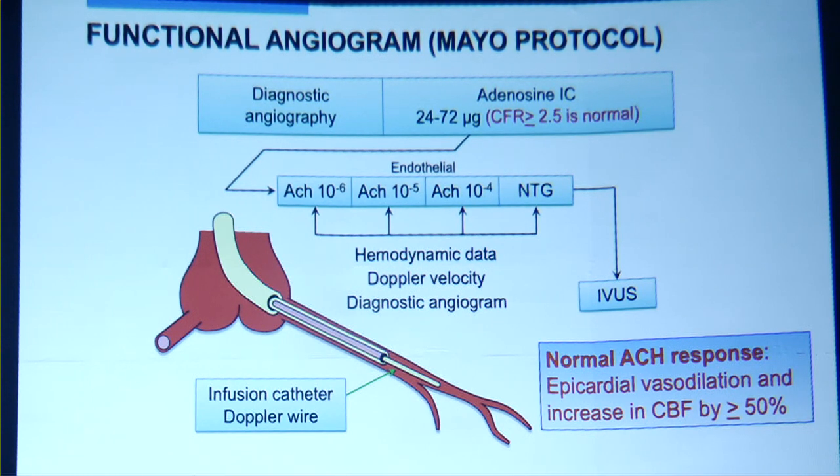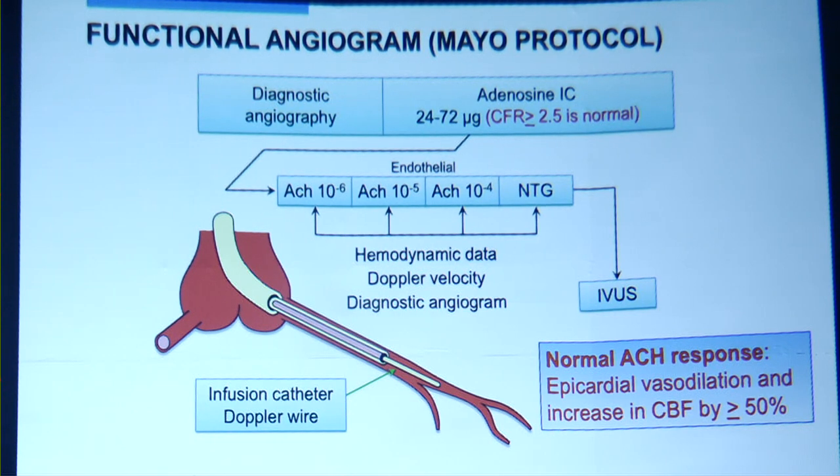And remember, that's only one measure. Anybody who tells you that CFR somehow can tell you that the microcirculation is normal or not, that is not true. You can have a CFR that's normal and still have microvascular dysfunction, which is why you need all these other steps in your protocol. We give acetylcholine, nitroglycerin, and then measure flow. And a normal response to acetylcholine is dilation with increase in flow of at least 50%.